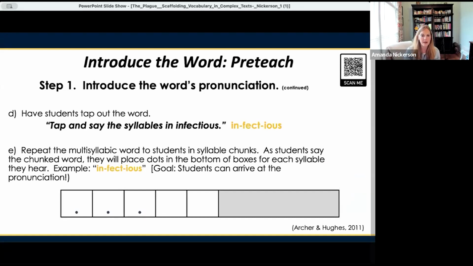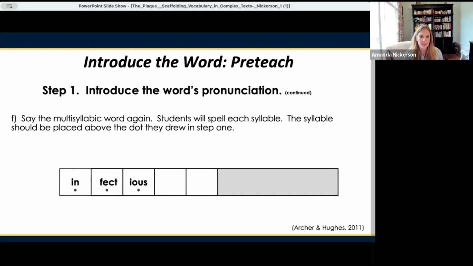So I might use syllable boxes to augment this routine. So I might say, tap and say the syllables in infectious. And they can just take their pencil and put a dot in this grid. So they might just do infectious and tap their pencil or make a little circle there for a placeholder for each syllable. So their grid would look a little bit like that. Then I might say the word again, infectious, and direct the students to spell each syllable. So they write in the first box, fect in the second, and shus in the third.